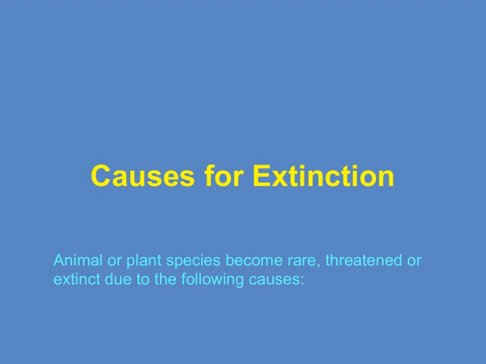Some of the most common causes include habitat loss, which happens when natural environments are converted for agriculture, urban development, or other uses. Pollution also plays a significant role, contaminating water, air, and soil, and making it difficult for species to thrive. Overhunting and overfishing can quickly deplete populations, especially when not managed sustainably. Invasive species are another major threat. They can outcompete native species for resources or introduce new diseases.